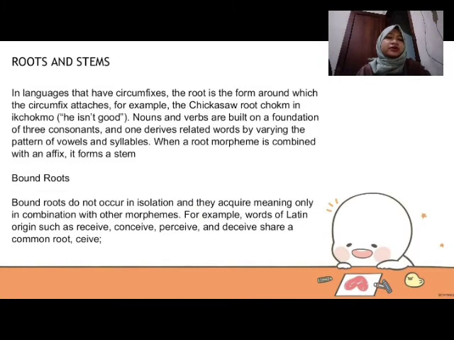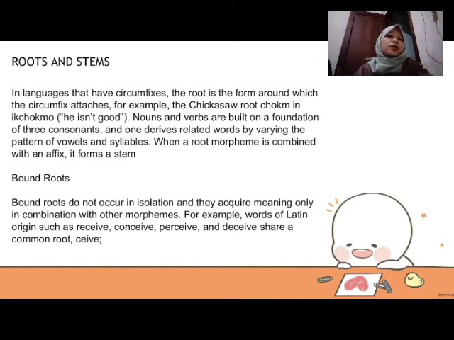And then next we are going to talk about roots and stems. In languages that have circumfixes, the root is the form around which the circumfix attaches. For example, the Chickasaw root chokma in ikchokmo, "he isn't good." Nouns and verbs are built on a foundation of three consonants, and one derives related words by varying the pattern of vowels and syllables. When a root morpheme is combined with an affix, it forms a stem.